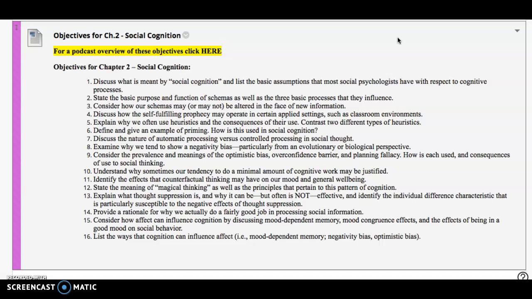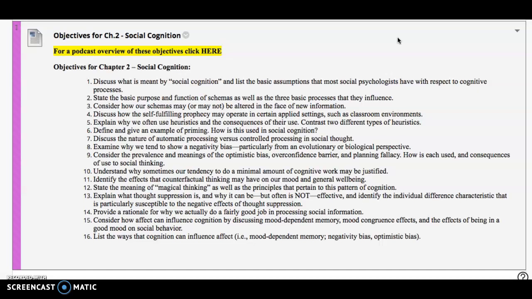Then discuss how the self-fulfilling prophecy may operate in certain applied settings, such as classroom environments. So you'll learn what is meant by self-fulfilling prophecy. Basically, if we think something enough and we say it enough, we kind of make it come true. So that just shows the power of our thoughts, our cognitions. Explain why we often use heuristics and the consequences of their use.